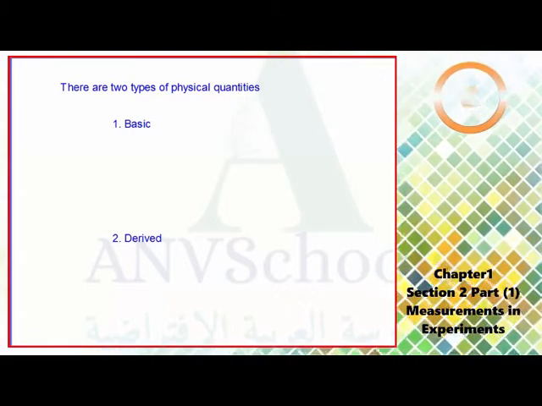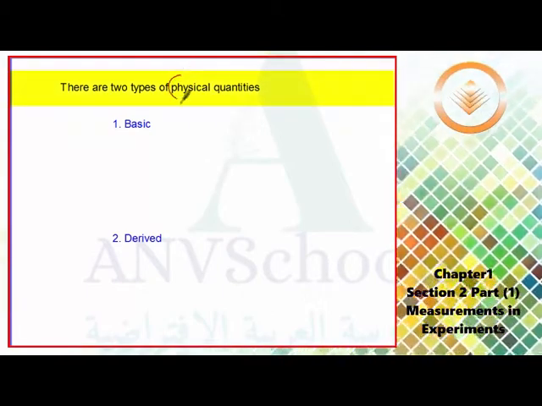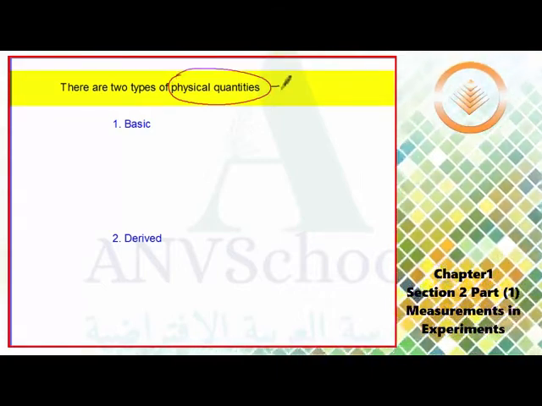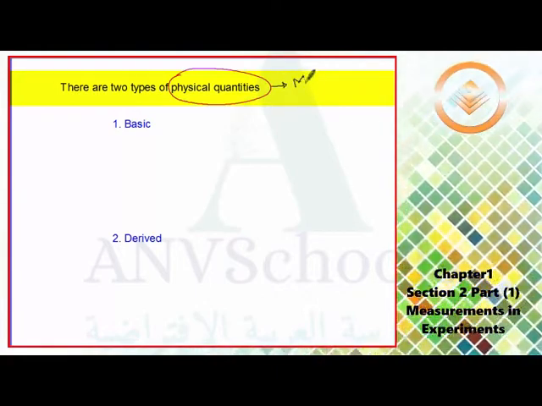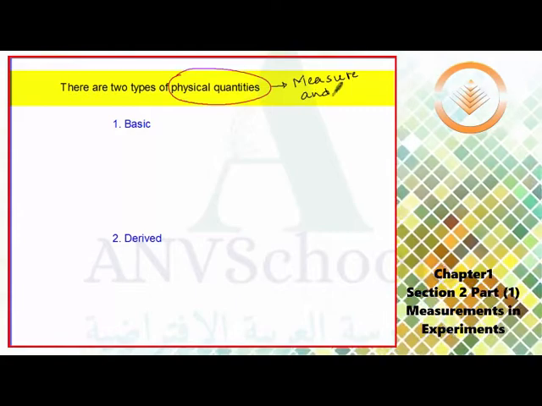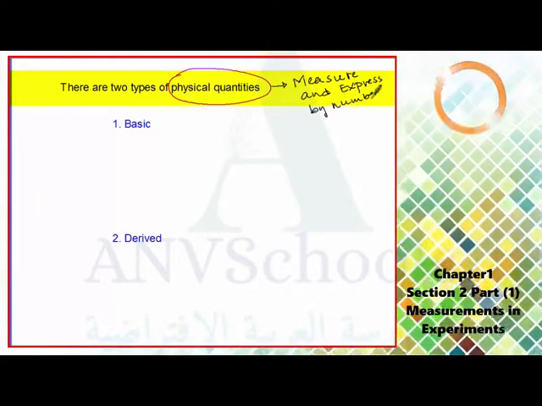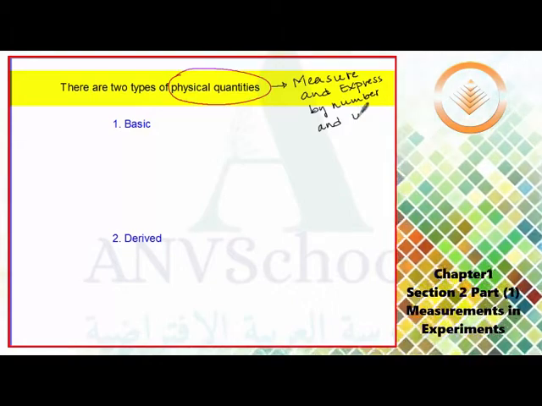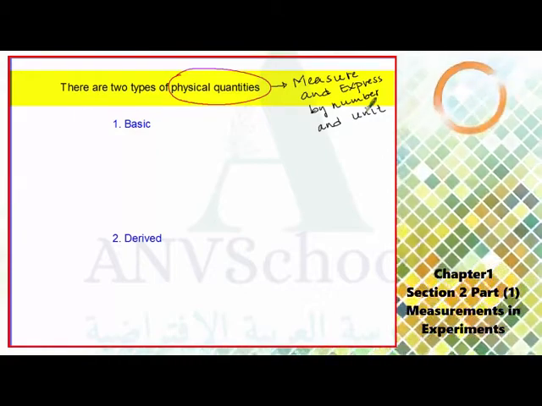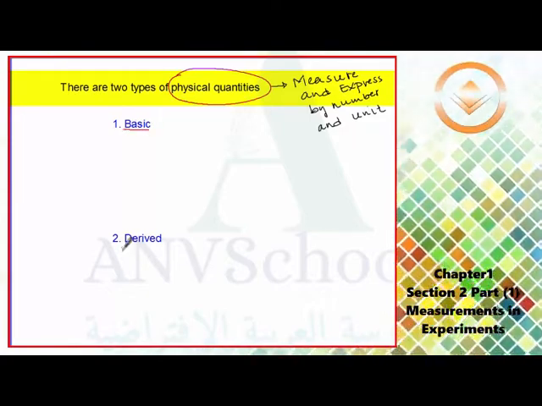Next, what are the two types of physical quantities? In our previous lesson, we defined what a physical quantity means. Physical quantities are quantities that can be measured and expressed in number. After we measure, we express them by a number and a unit. And we have two types of physical quantities. One is basic physical quantity, the other one is derived physical quantity.